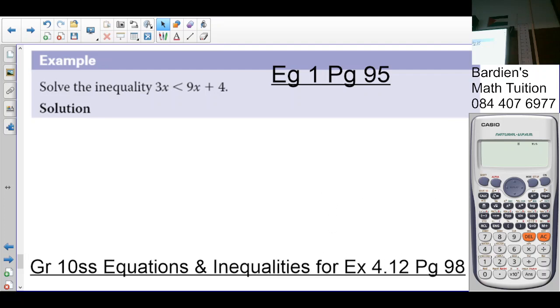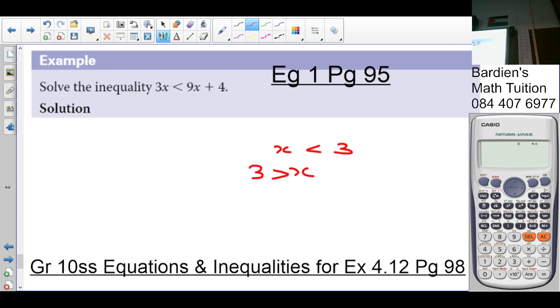So the question says solve the inequality 3x is less than 9x plus 4. So if we're looking at x is less than 3, you all agree that is x is less than 3. Yes. What is this here? 3 is greater than x or x is less than 3?